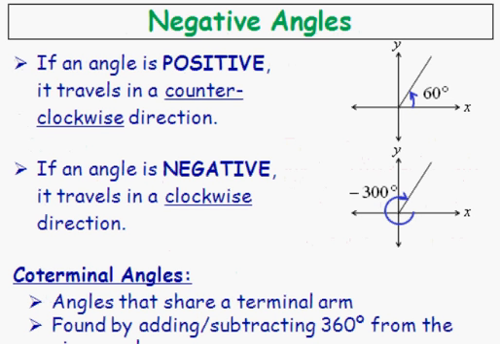Negative angles are just the opposite of regular angles. Normally we have positive angles, and positive angles travel counterclockwise, right? So from the x-axis counterclockwise, this would be 60, or over here would be 100 and something. You can go over to the third quadrant and around to the fourth quadrant. If the angle is negative, that means it's going in a clockwise direction. So instead of going from the x-axis counterclockwise, we're going from the x-axis clockwise.